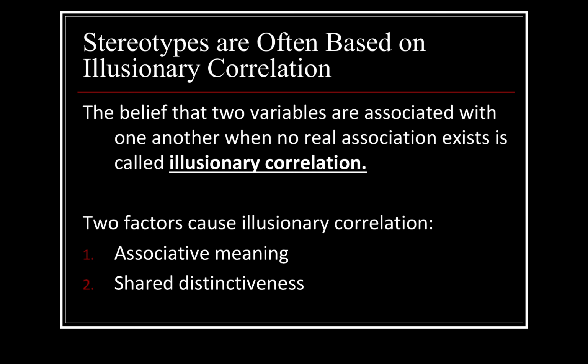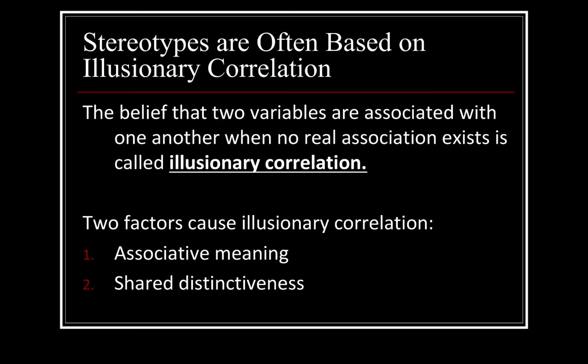Typically, stereotypes are based upon illusory correlations. An illusory correlation is a belief that two variables are associated with one another when no real association exists. You may see often in the news about violent events such as crime, and often you see the weapon and it's tied to a particular racialized group. There is no real connection between that gun and that particular group. We tie them together to make an illusory correlation.